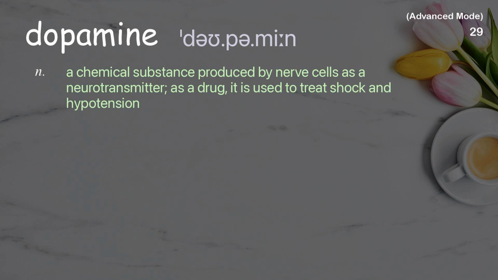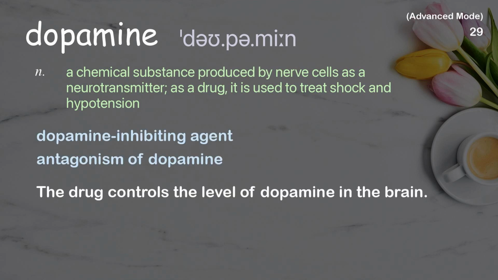Dopamine. A chemical substance produced by nerve cells as a neurotransmitter. As a drug, it is used to treat shock and hypotension. Examples. Dopamine inhibiting agent. Antagonism of dopamine. The drug controls the level of dopamine in the brain.